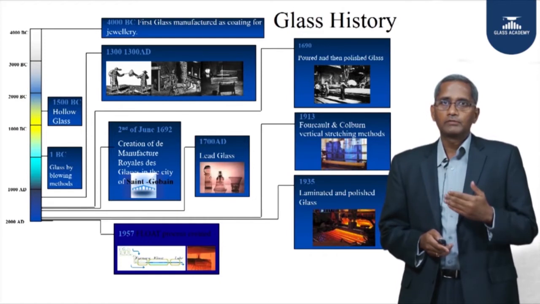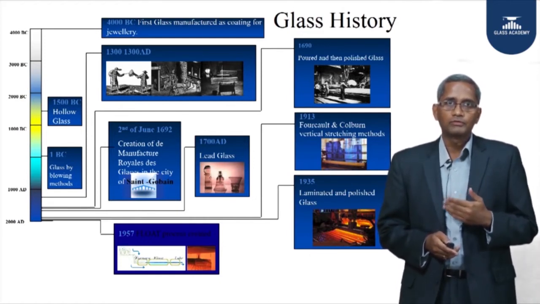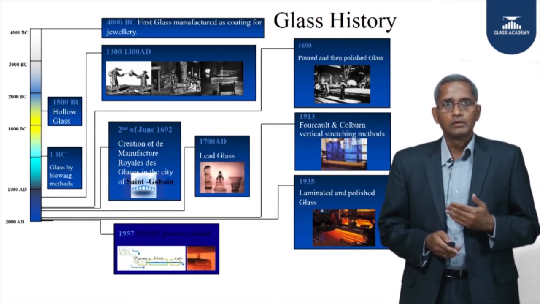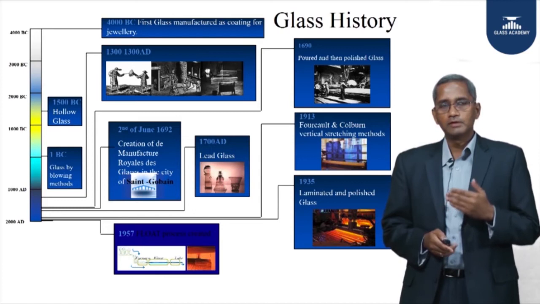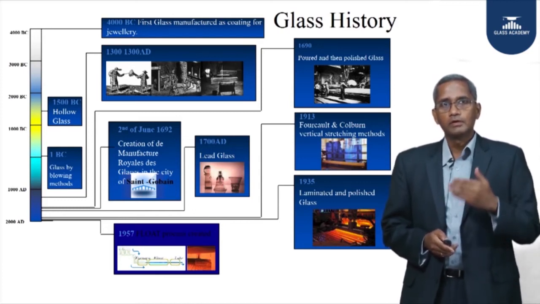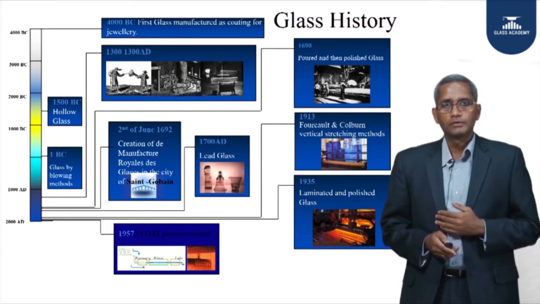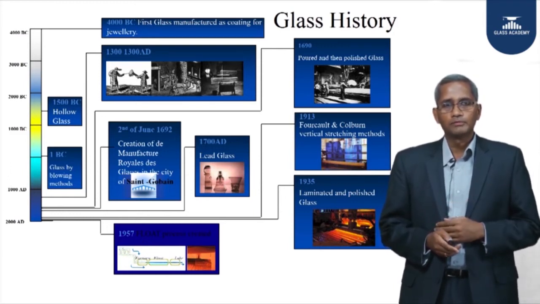And from there, flat glass transformed into the float glass manufacturing process in 1957, when this particular process was invented. And as we speak till date, this is a process which is seen as the best quality base glass producer for both architectural as well as automotive purposes.